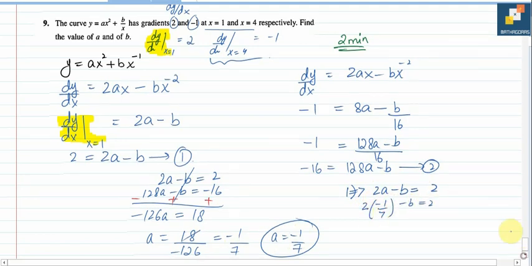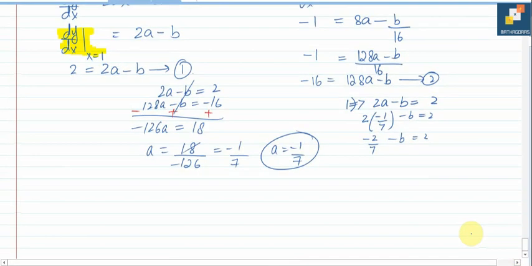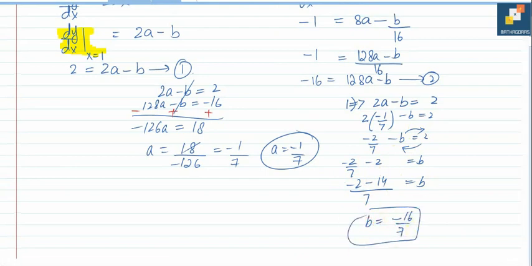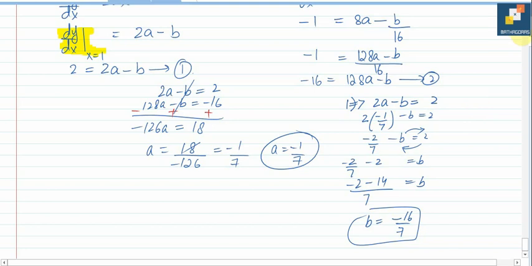Alright, so it will be minus 2 upon 7 minus b equals 2. I need to shift b to the right side, so it will be positive b, and 2 on the left side, so it will be minus 2 upon 7 minus 2. Simply take the LCM: minus 2 minus 7 twos are 14 equals b, and b equals minus 16 divided by 7.